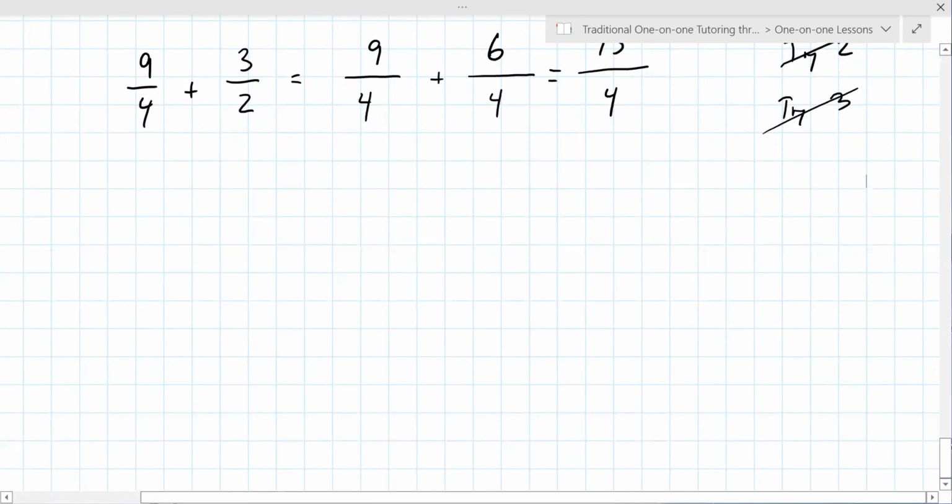All right, let's look at another problem here. Another one of these word problems.